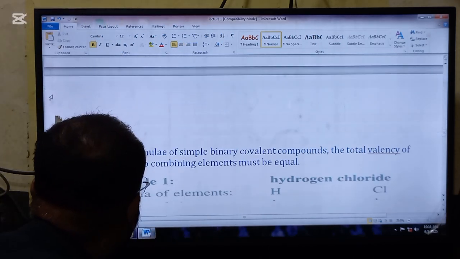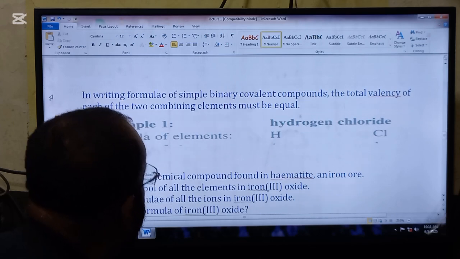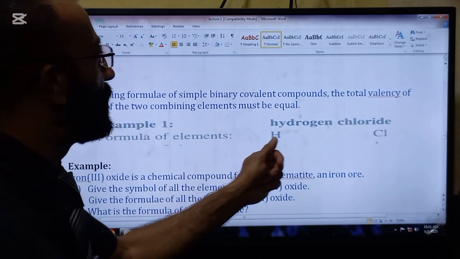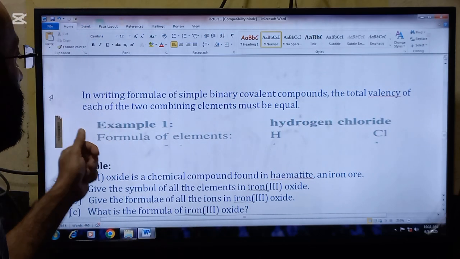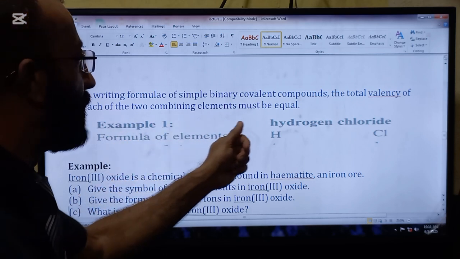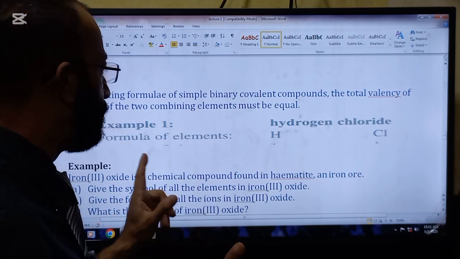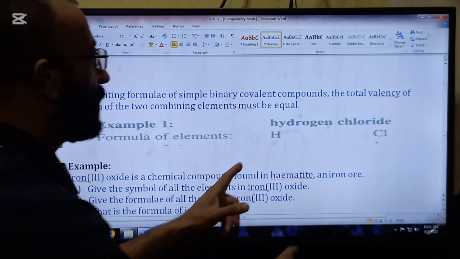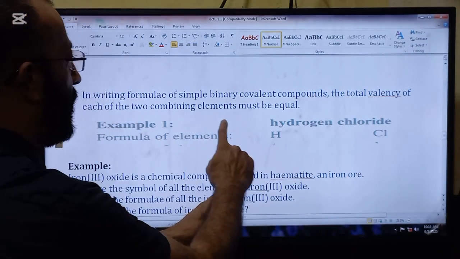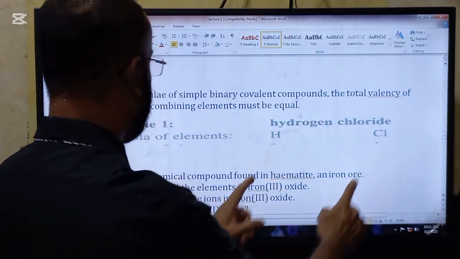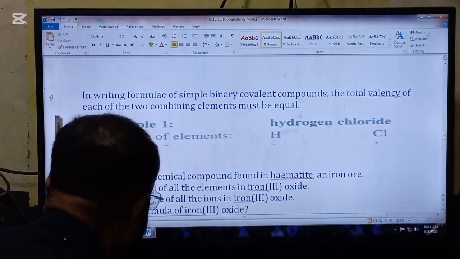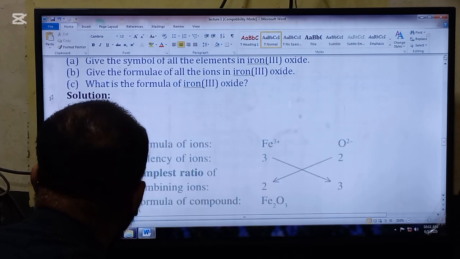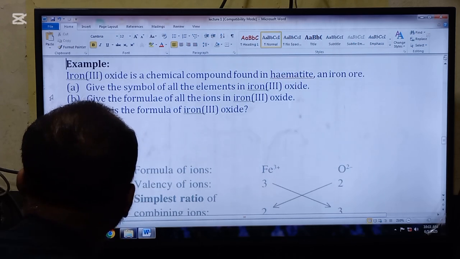Now, in writing simple binary covalent compounds, the total valency of each of the two combining elements must be equal. This is a very important point. So the valency of the two combining elements must be equal. Now these examples will make your concepts more clear.